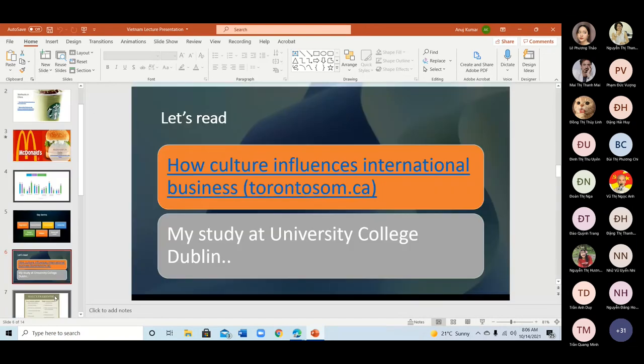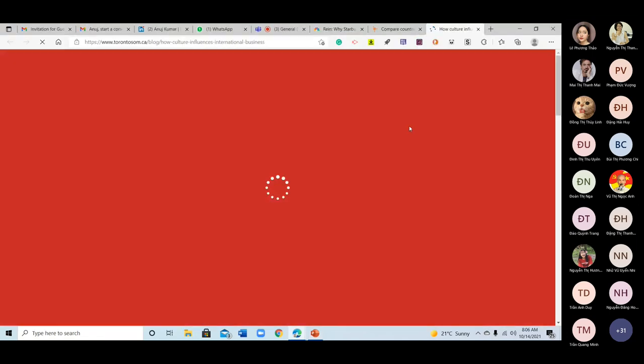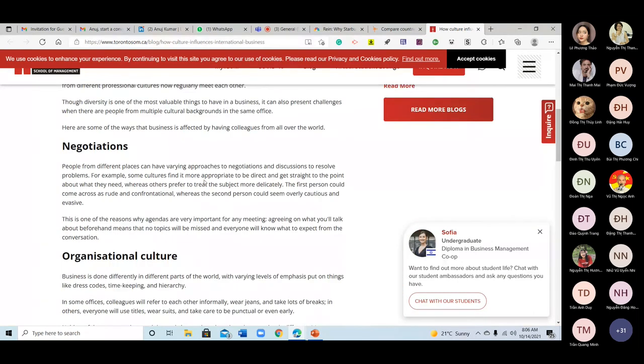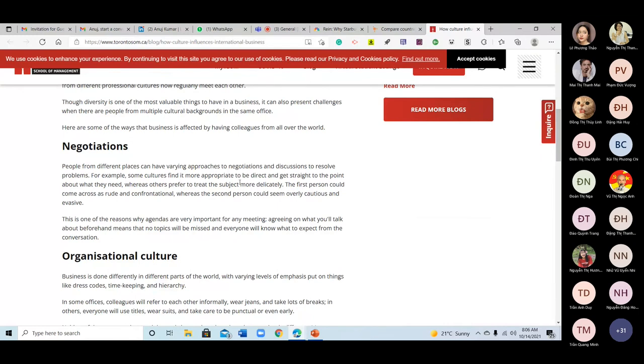Then there is how culture influences international business. I'll also share my experience. Let's look at this blog I have. How culture is affecting negotiations: people from different places can have varying approaches to negotiation and discussions to resolve problems. For example, some cultures find it more appropriate to be direct and get straight to the point about what they need, whereas others prefer to treat the subject more delicately. The first person could come across as rude and confrontational, whereas the second person could seem overly cautious.